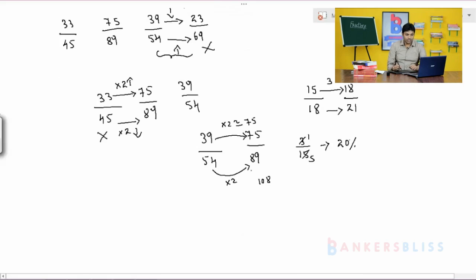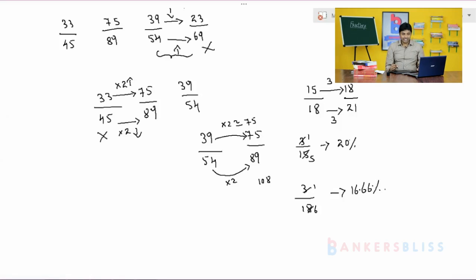How about the denominator? In the denominator also it is increased by 3. So 3 divided by 18, 3 ones are 3, 3 sixes are 18, 1 by 6, 16.66%. So the numerator is increased by 20% and the denominator is increased by 16.66%, means the numerator increasing rate is more than the denominator increasing rate. Therefore, here 18 by 21 is the greater one.